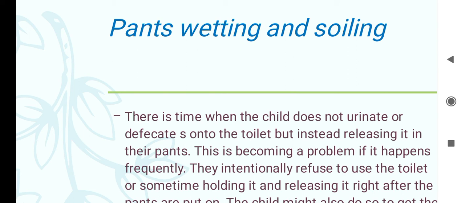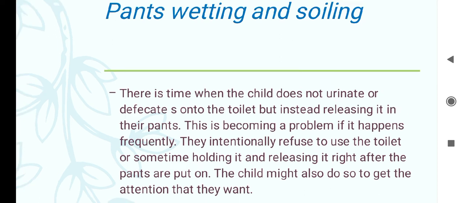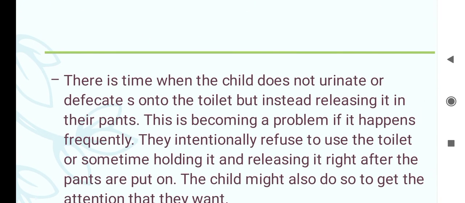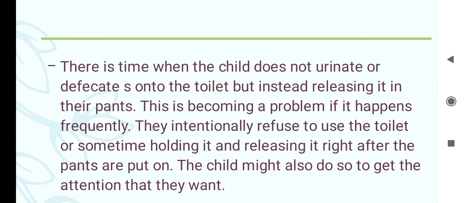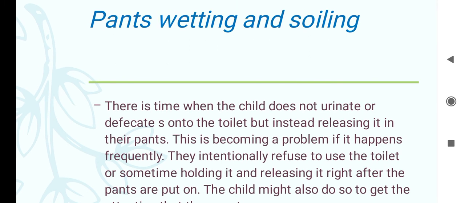There is a time when the child does not urinate or defecate into the toilet, but instead releases it in their pants. Kalau kanak-kanak kencing dalam seluar, buang air besar dalam seluar, tidak dapat kontrol, for example, sekali setahun, boleh diterima. Tapi kalau selalu, tak boleh terima. Accidentally, sakit perut, syirit, it's normal.